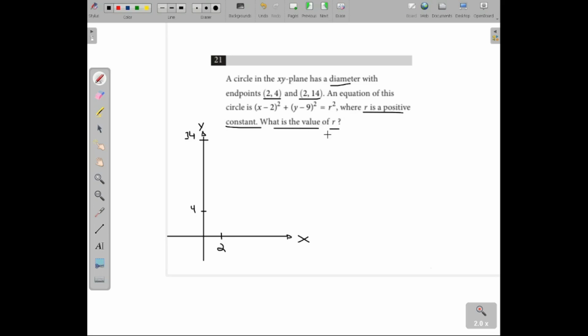We need to find the value of r, and we have two ways to solve this. Well, at least two ways. First, we could graph. If we have these endpoints, these are the values of x, and these the values of y. For the first point, we have (2, 4), and the next one is (2, 14).